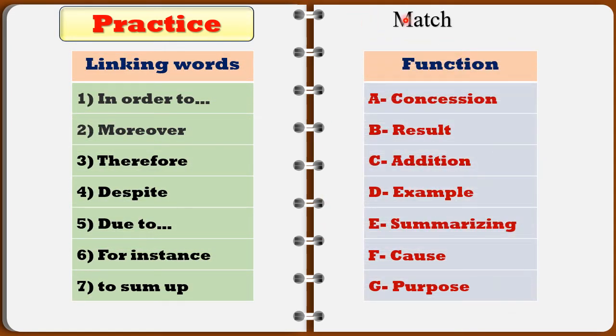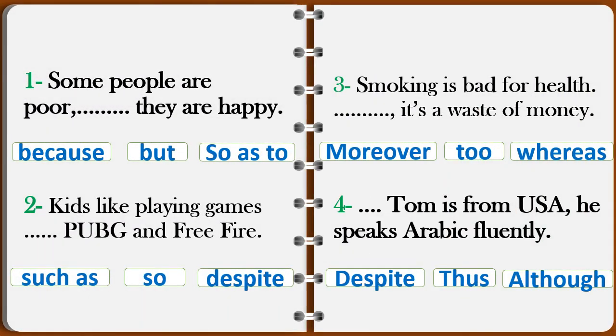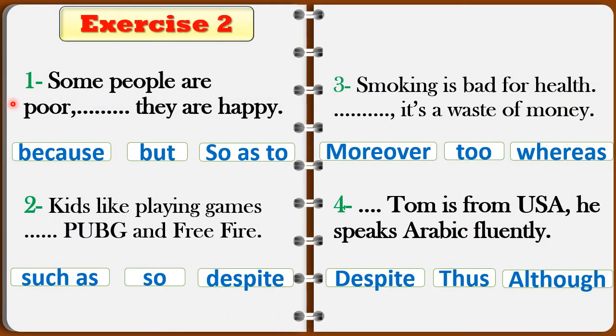Exercise number 1, you have to match the linking words with their function. You pause the video, أوقف الفيديو وأنجز التمرين. Okay, in order to, it expresses purpose. Moreover, addition, therefore result, despite concession, due to the cause, for instance or for example, to sum up, summarizing, تلخيص. Number 2, we have here some sentences and we have missing the blanks. You have to fill in the blanks with the correct word. أملئ الفراغ بالجملة أو linking word المناسب.